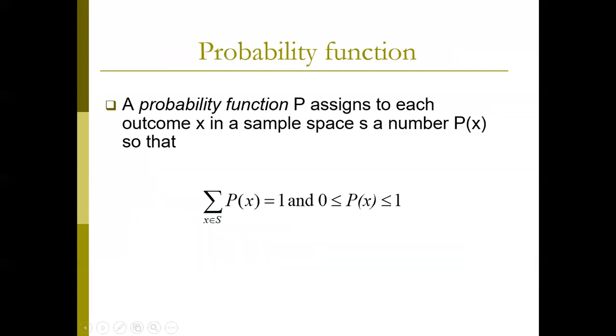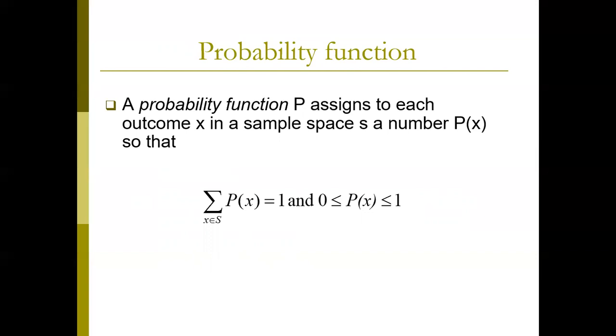All right, so the probability function we have, P, is going to be worked out as follows. The probability of all the outcomes should add up to 1. The probability function P assigns to each outcome X in a sample space a number, P of X, so that the sum of all the values of P of X will be 1. Simply put, all the probabilities should add up to 1.